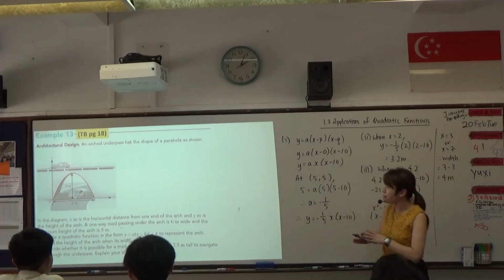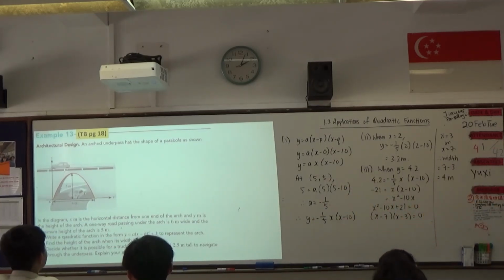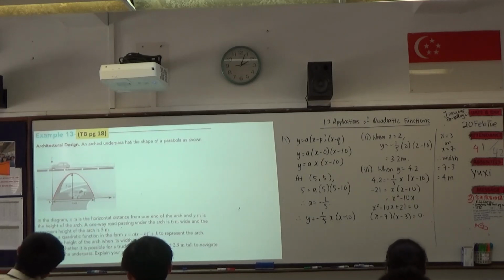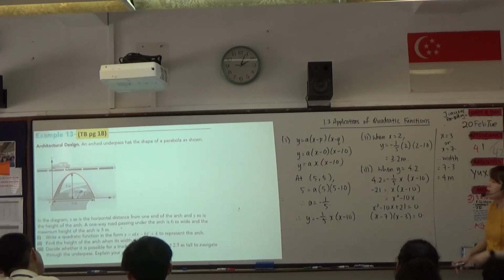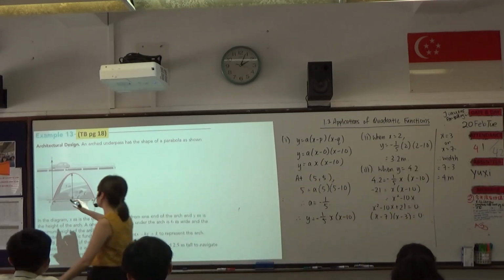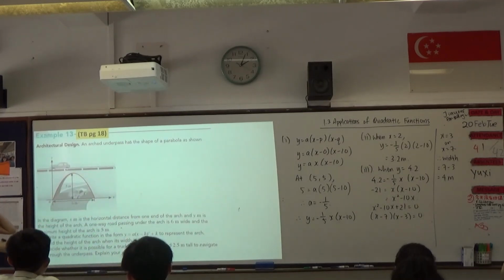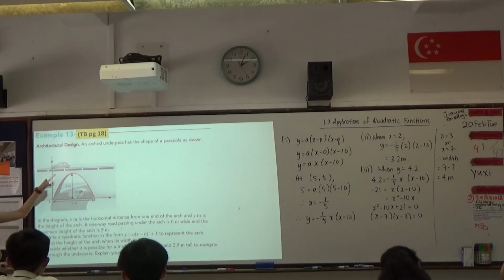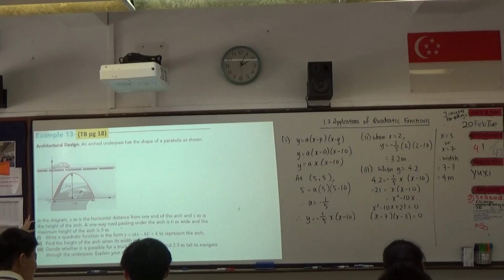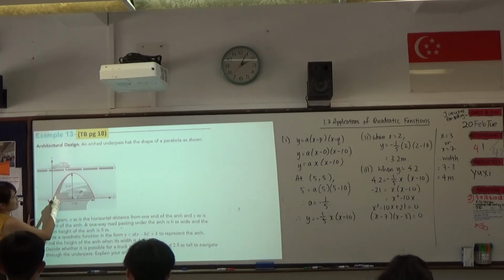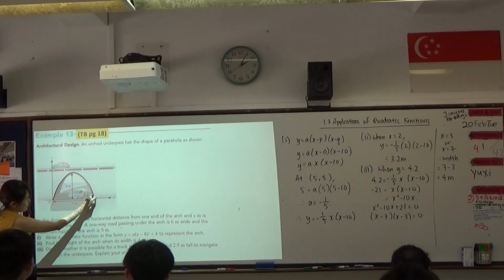So example 13 says that there's an arc underpass that has the shape of a parabola. A parabola is something of this shape. There are many kinds of parabola. You can just understand it as this shape, a quadratic shape. It's no longer in your syllabus to learn what parabolas are. You can just understand it as this particular shape that we have here.